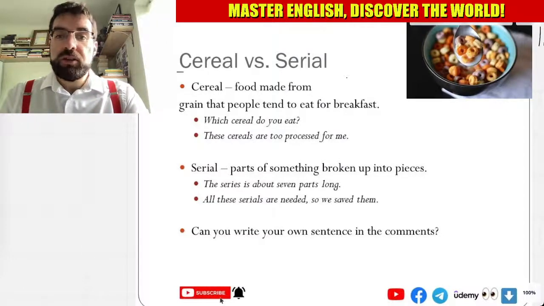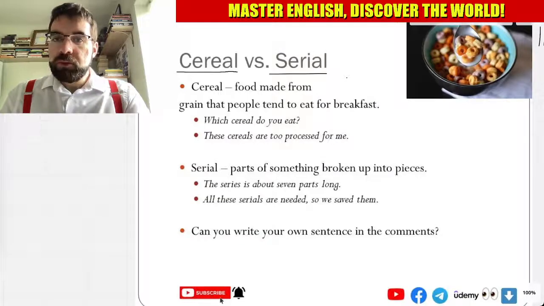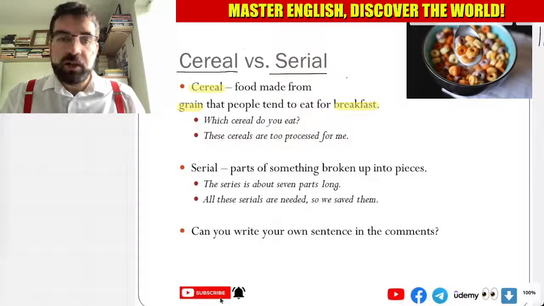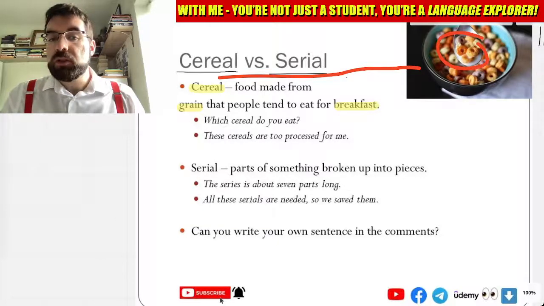Cereal and serial. So cereal, the one you eat. Cereal: food made from grain that people tend to eat for breakfast. So here we are. Cereal. Which cereal do you eat?